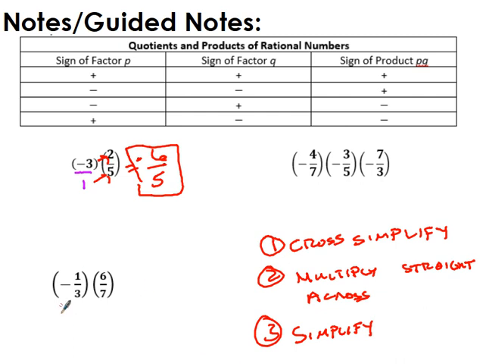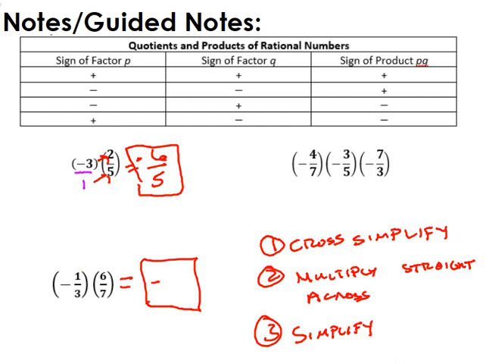All right, let's look at this bottom one down here. Right away, I have a negative times a positive, which is negative, so I got that part done. Now, instead of multiplying straight across, I'm going to try to cross simplify first. If I look at 1 and 7, you can't simplify 1 anymore. That's always the lowest common factor.